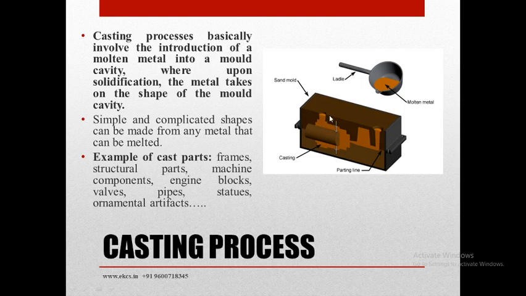So using casting, you can obtain simple and complicated shapes. Some of the parts that are produced by means of casting are frames, structural parts, machine components, engine blocks, valves, pipes, statues, and ornamental artifacts.